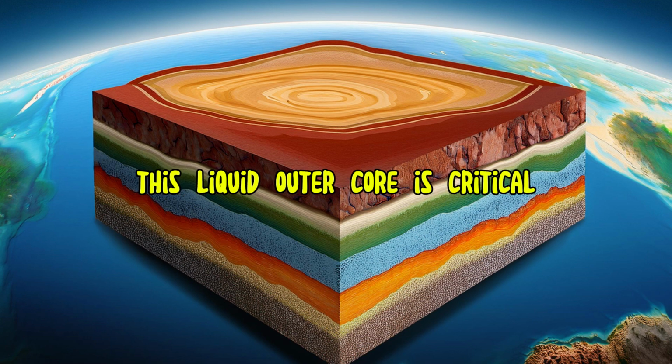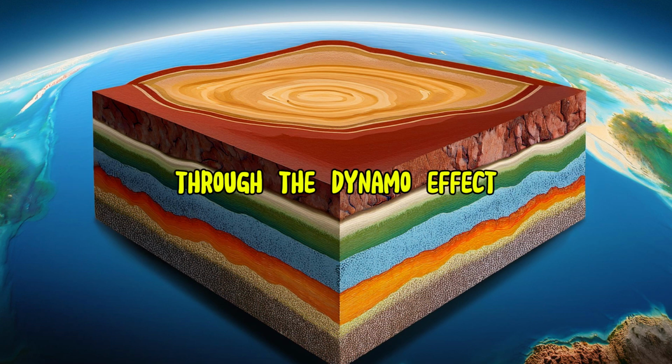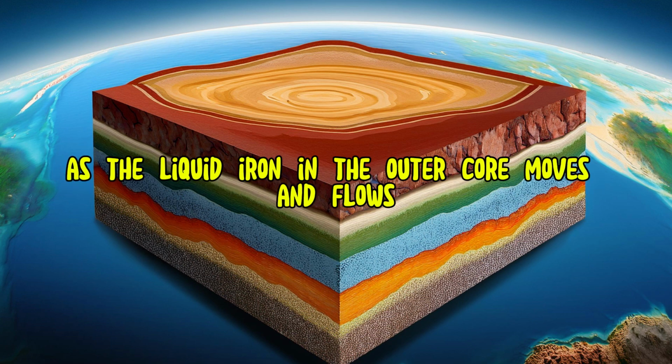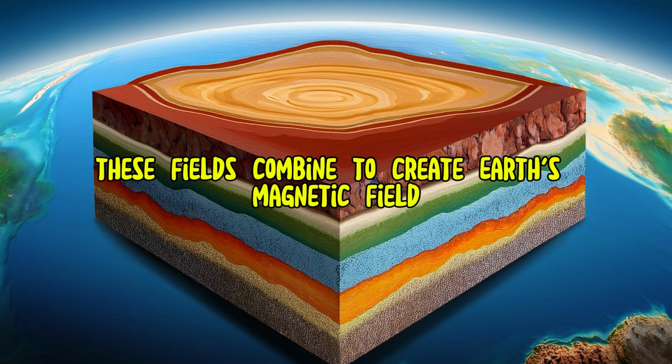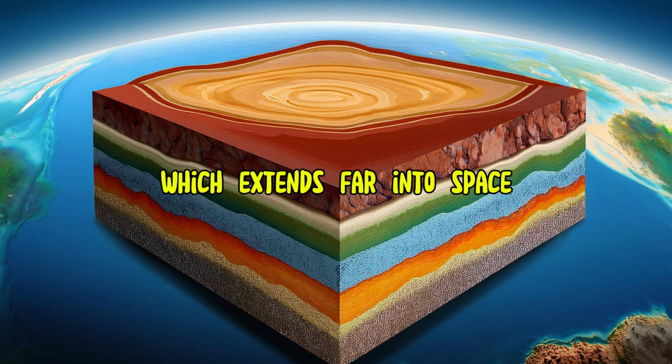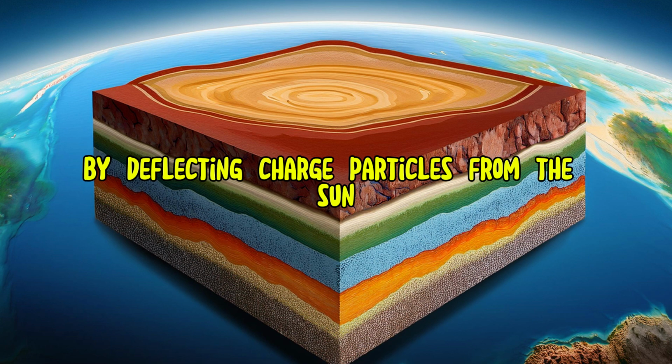This liquid outer core is critical for the generation of Earth's magnetic field through the dynamo effect. As the liquid iron in the outer core moves and flows, it generates electric currents, which in turn produce magnetic fields. These fields combine to create Earth's magnetic field, which extends far into space and protects the planet from harmful solar radiation by deflecting charged particles from the sun.